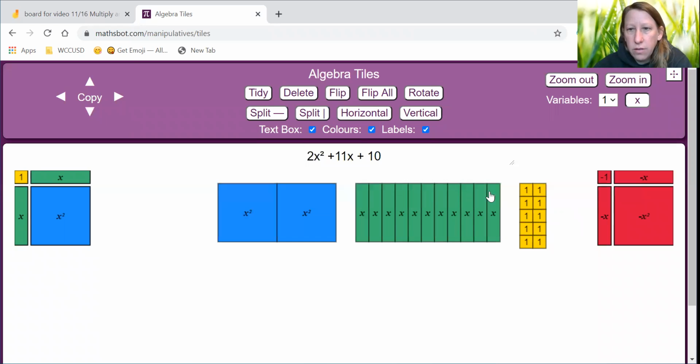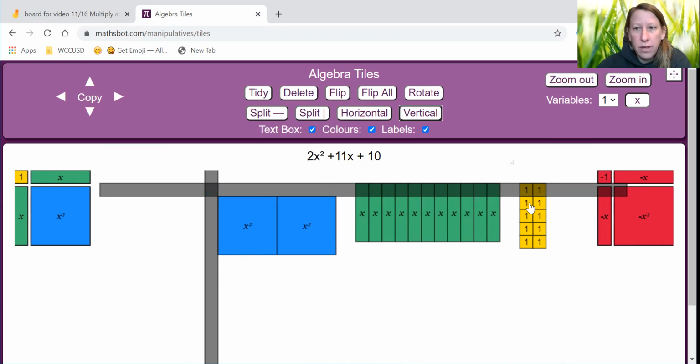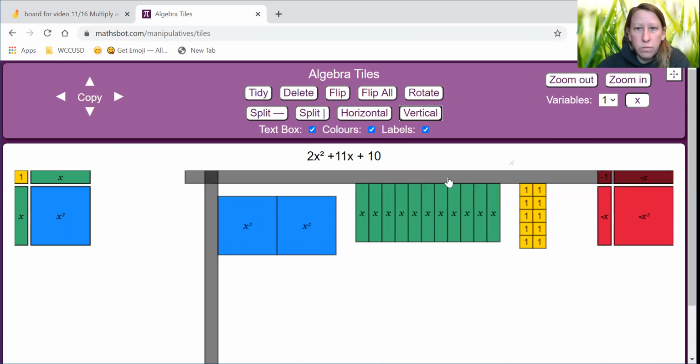Okay, did I get 10? 1, 2, 3, 4, 5, 6, 7, 8, 9, 10. Good. Okay, so I have to build these into a rectangle. Let's see, we know that the x squareds go in the upper left, and we know that our ones are going to go down in the corner, and maybe I'll keep them in that rectangle. Let's see if that works.